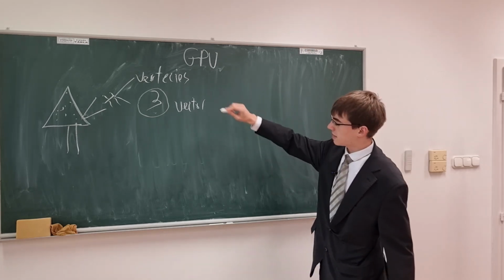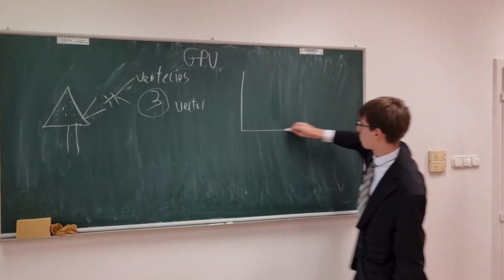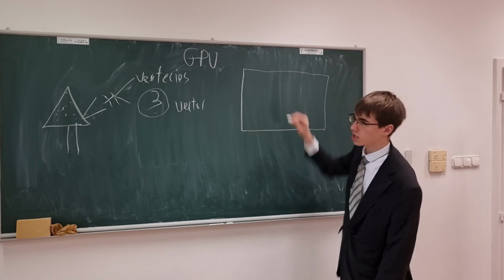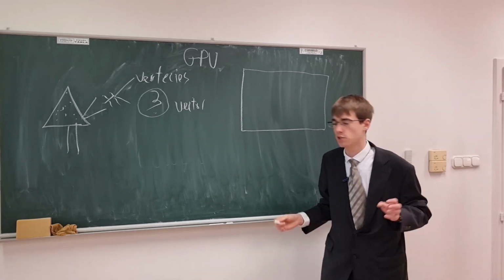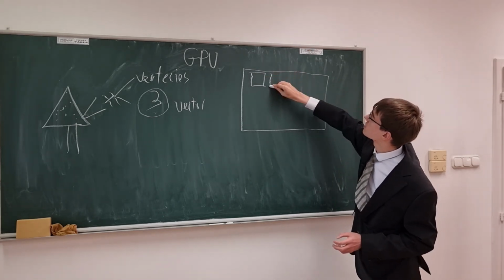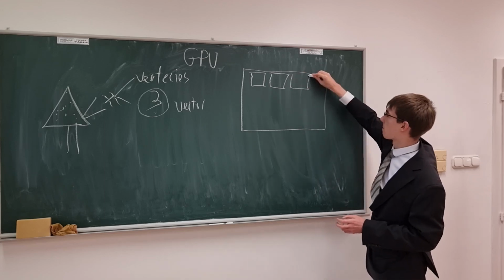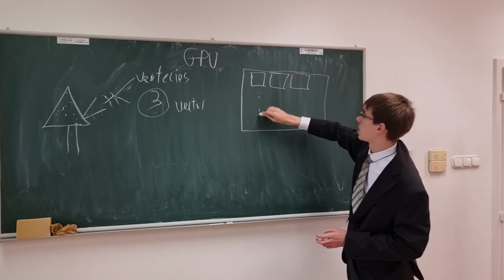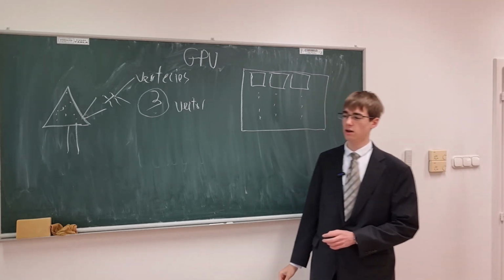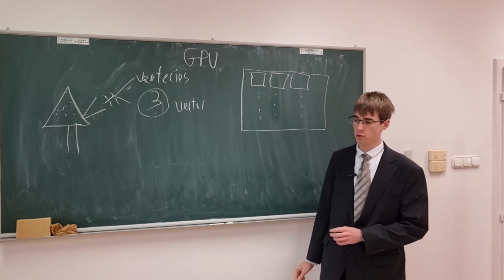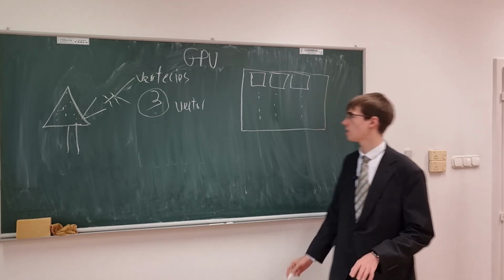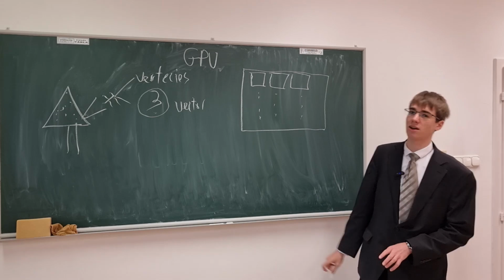Now, what a GPU is, it's just like a normal number processing unit, but it has multiple processing units inside of it. It could have thousands, like an NVIDIA 4090 has about 16,000 number processing units inside of it.